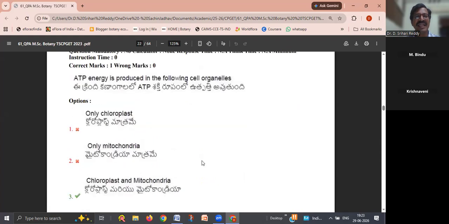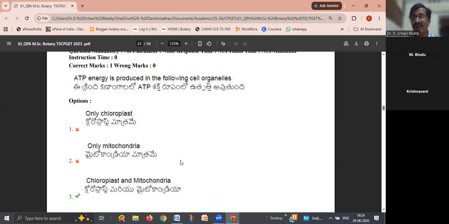Next, ATP energy is produced in the following cell organelles. We know that the formation of ATP is called phosphorylation. We already discussed it. There are 2 kinds of phosphorylation. One is photophosphorylation, which occurs in the light phase in the chloroplast. There are 2 phases in photosynthesis. The first phase is the light phase, which occurs in the chloroplast thylakoid membranes. That is called photophosphorylation. During the electron transport, ATP is synthesized.